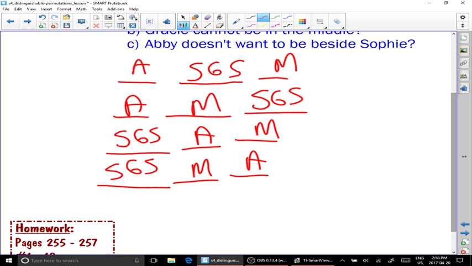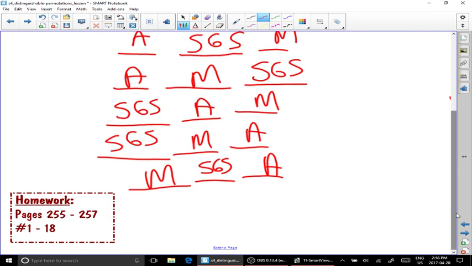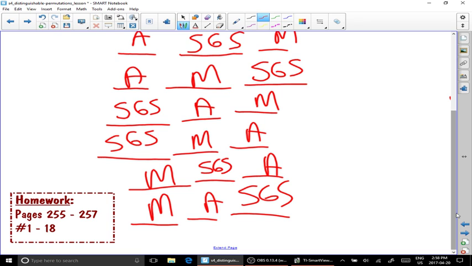And likewise, who have we not put first yet? Mika. So Mika's going first, and then we can have Sam, Gracie, Sophie second, Abby third, and Mika first, Abby second, and then Sam, Gracie, Sophie third. Now, by doing that, you might say, hey, there are 6 ways of doing this because we have 6 combinations, right? 1, 2, 3, 4, 5, 6. And you'd be right to a certain extent.